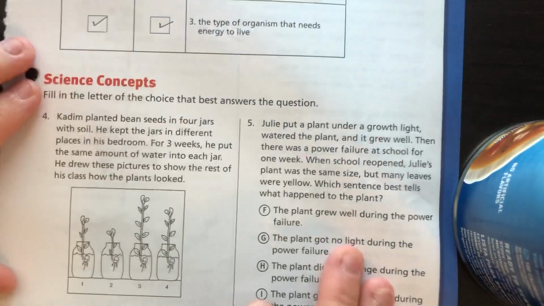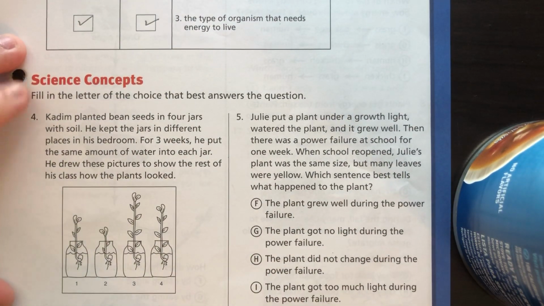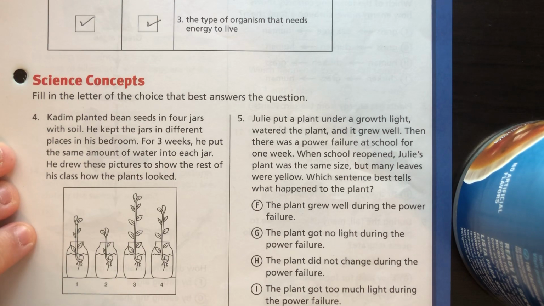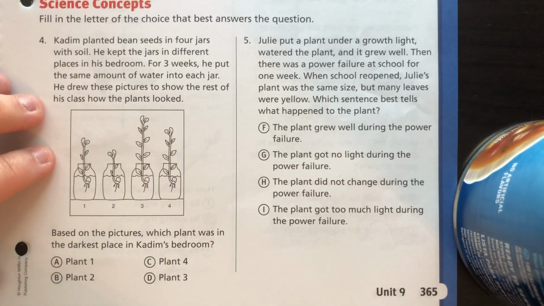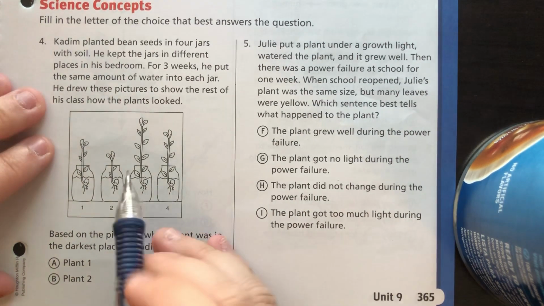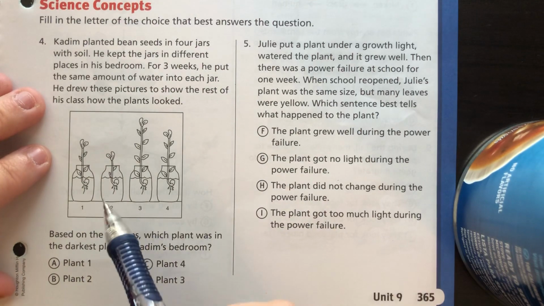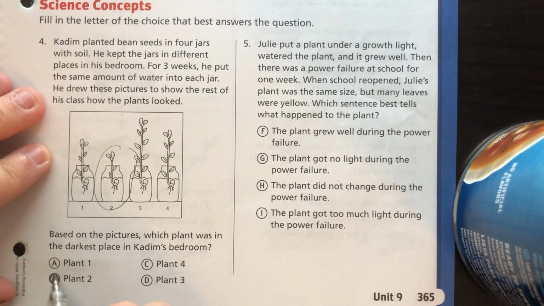All right. So number 4, Kadeem planted bean seeds in 4 jars with soil. He kept the jars in different places in his bedroom. For 3 weeks, he put the same amount of water into each jar. He drew the pictures to show the rest of his class how the plants looked. Based on the pictures, which plant was in the darkest place in Kadeem's bedroom? So when you think of the darkest place, it means it did not receive a lot of sunlight, and plants need sunlight in order to grow. So this is the shortest one, which means plant 2 got the least amount of sunlight, and it was in the darkest place in his room.